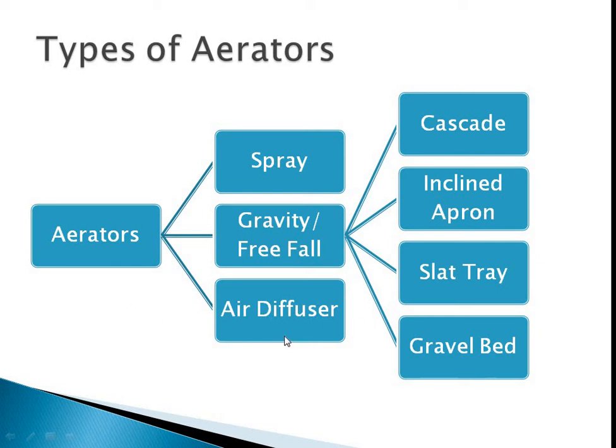Means if somebody asks you what are the various types of aerators, you have to simply answer that there are two types of aerator, that is gravity aerator and non-gravity aerator. Non-gravity aerator means the water does not flow under the gravitational force, whereas in the gravity aerator the aeration process takes place under the action of gravitational force. The non-gravity aerators are classified into two types, that is spray aerator and air diffuser aerator.